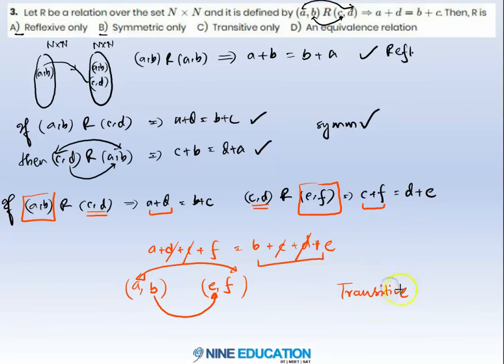So in all the three cases we are getting the conditions satisfied: reflexive, symmetric and transitive. So the correct option is D, equivalence relation.